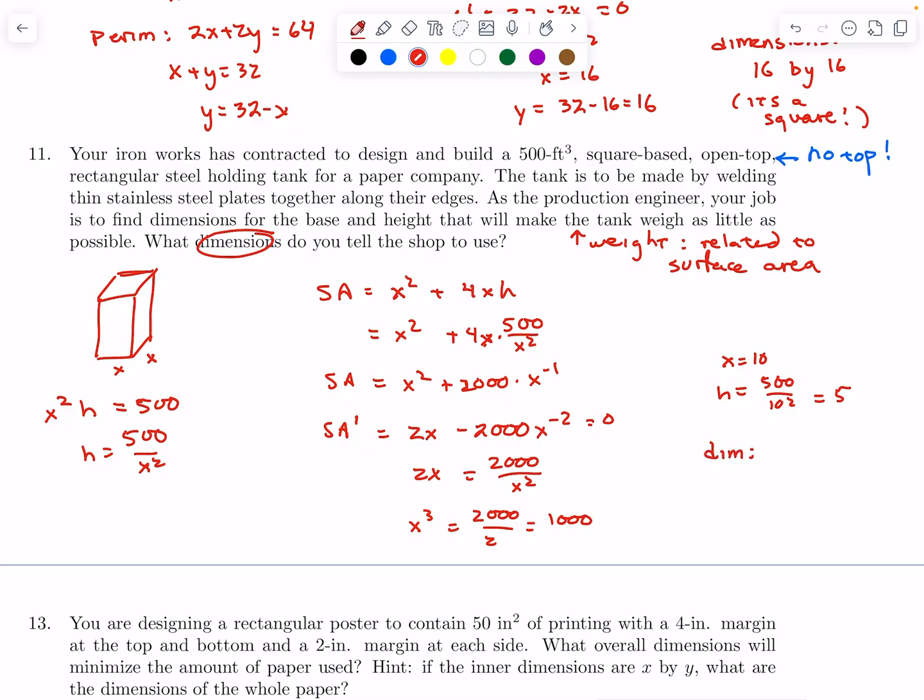So when it's round like the cylinders, you have to sort of just say radius is this. With a box, we just say x by x by h, so.